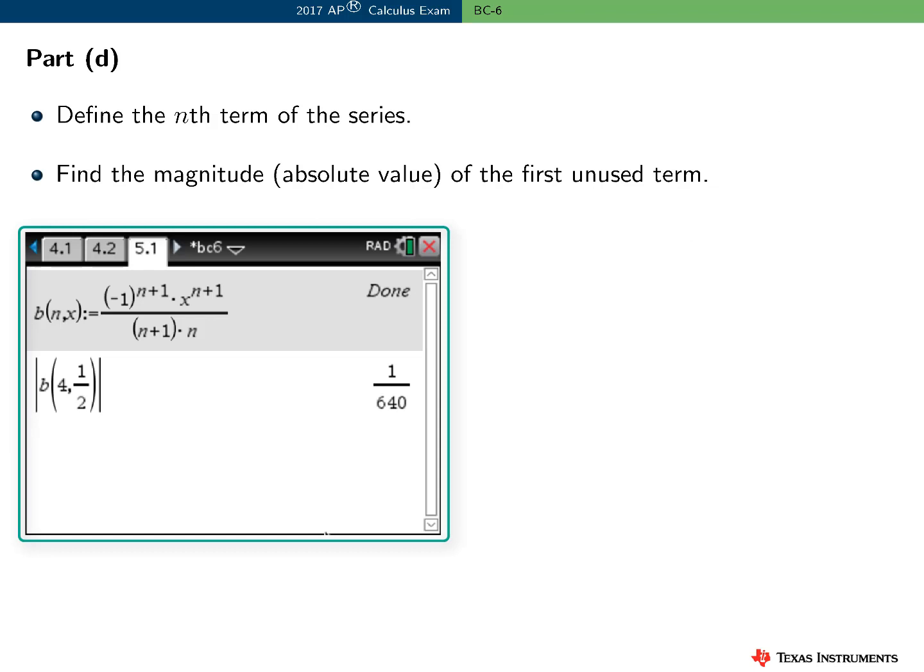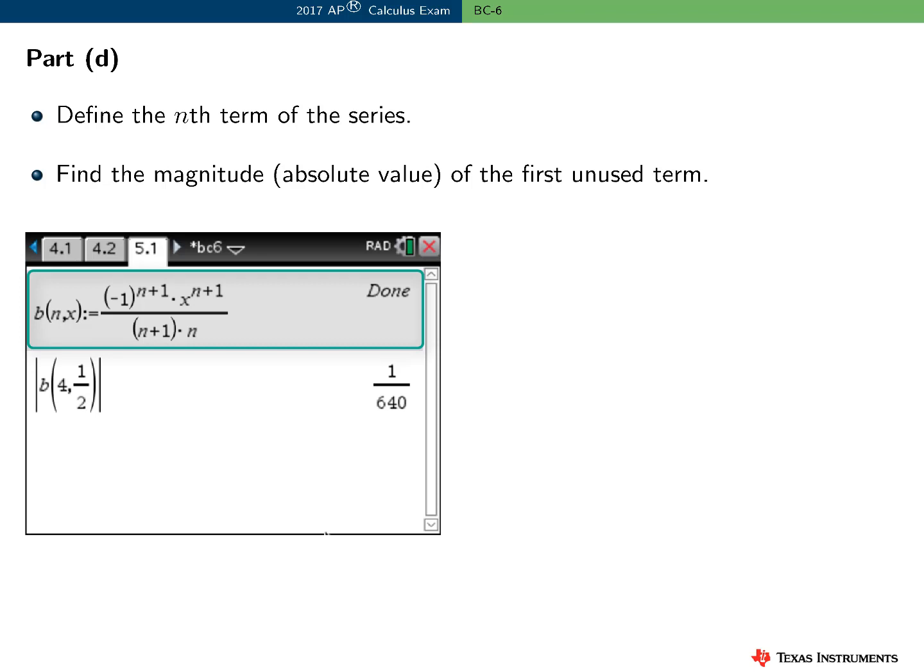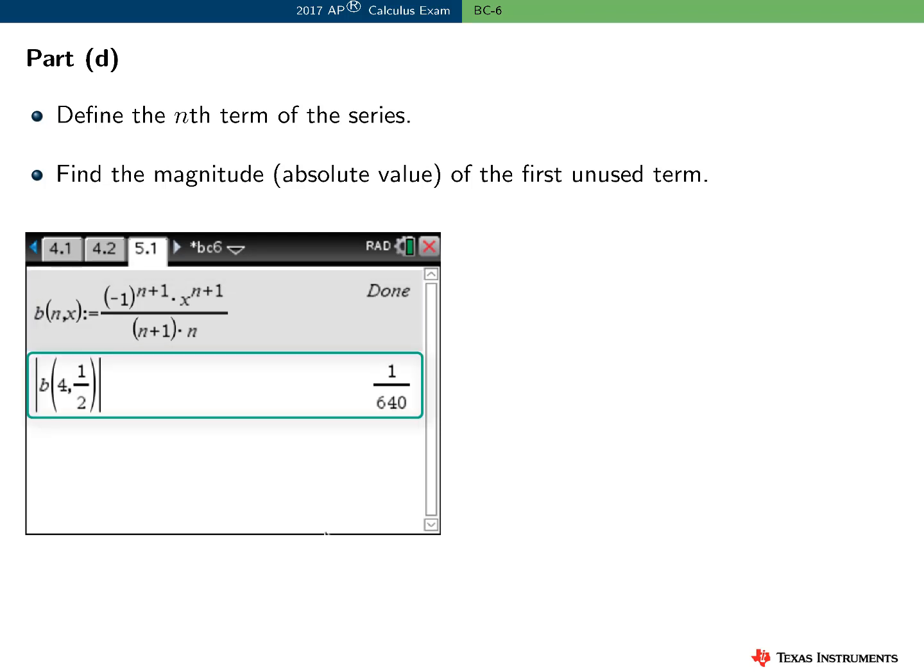In part D of this free response question, I can use technology to find a bound on the error, here the magnitude of the first unused term. Again, breaking this solution into parts, I defined a function b, which is the nth term of the series. Note that b is a function of two variables, n and x. I then found the absolute value of the fourth term. Now, to finish the solution to this problem, I'd really like my students to confirm that this value is less than 1 divided by 500.